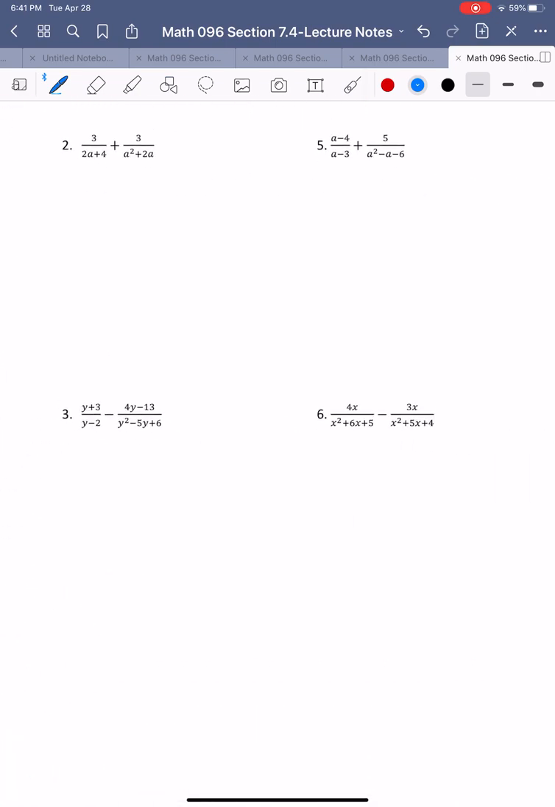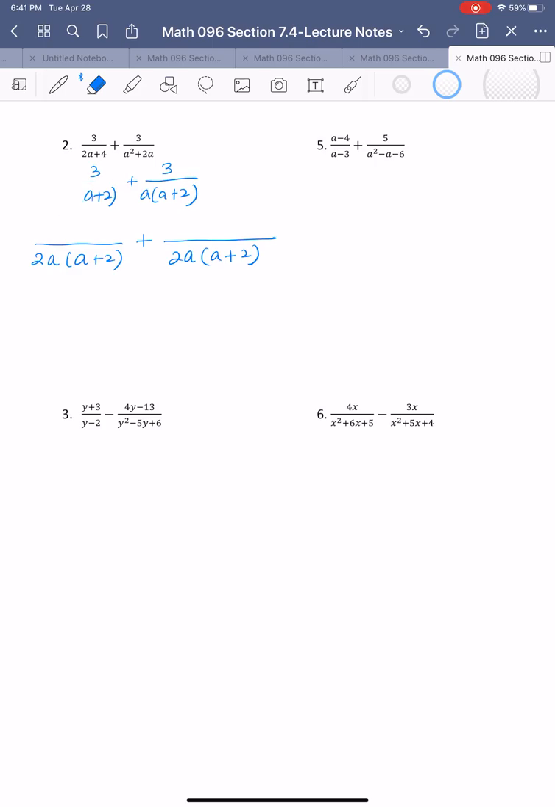So in the next page, we'll do the same thing. And you got 3 of a times a plus 2. So the LCD for this case is 2a times a plus 2. So we need to think about what the missing factor is. This one is 8.